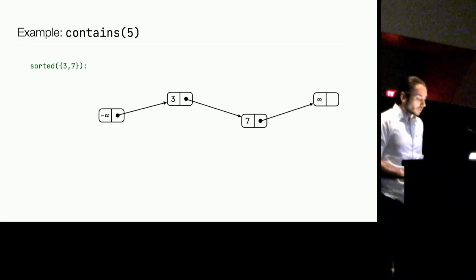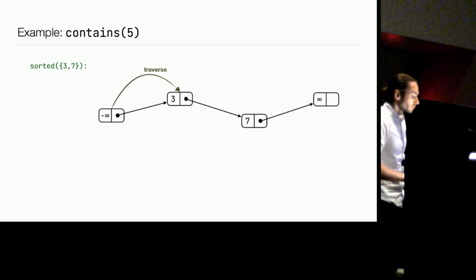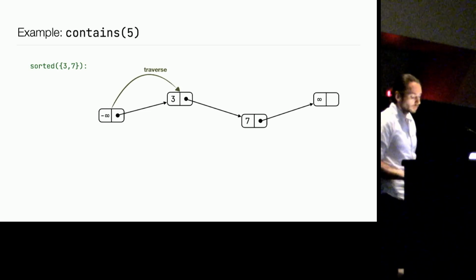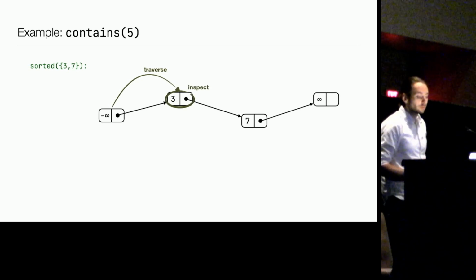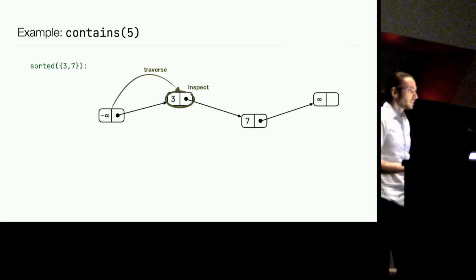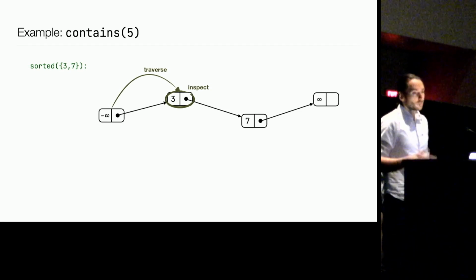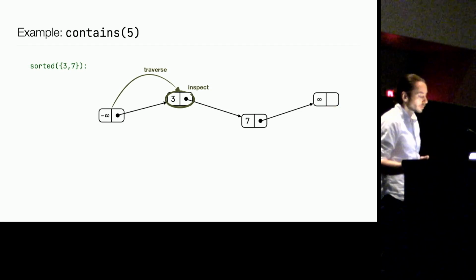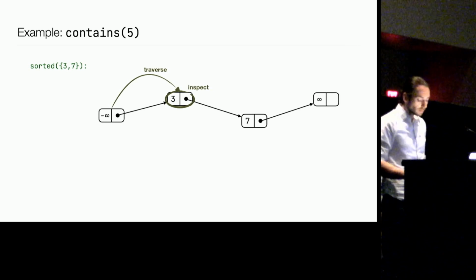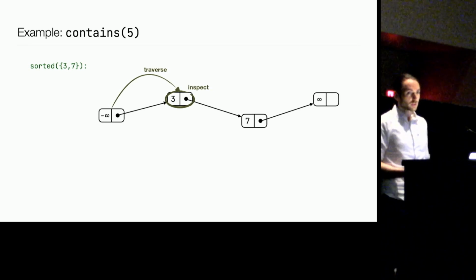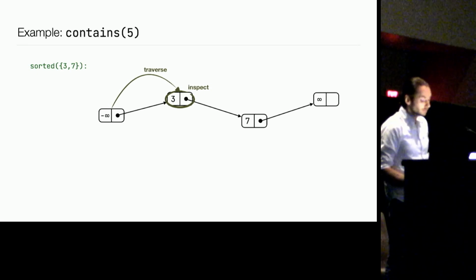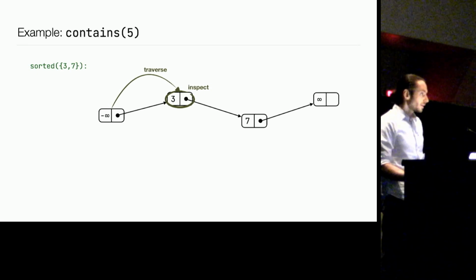And what implementations do to find that out is they traverse this list. And whenever they traverse to a new node, they will inspect this node. And in this case, the traversal will find the value 3 and decide to continue its traversal because it has not found the value it's looking for yet. But because this is a concurrent data structure, this traversal is subject to interference. So interfering threads might alter the data structure.